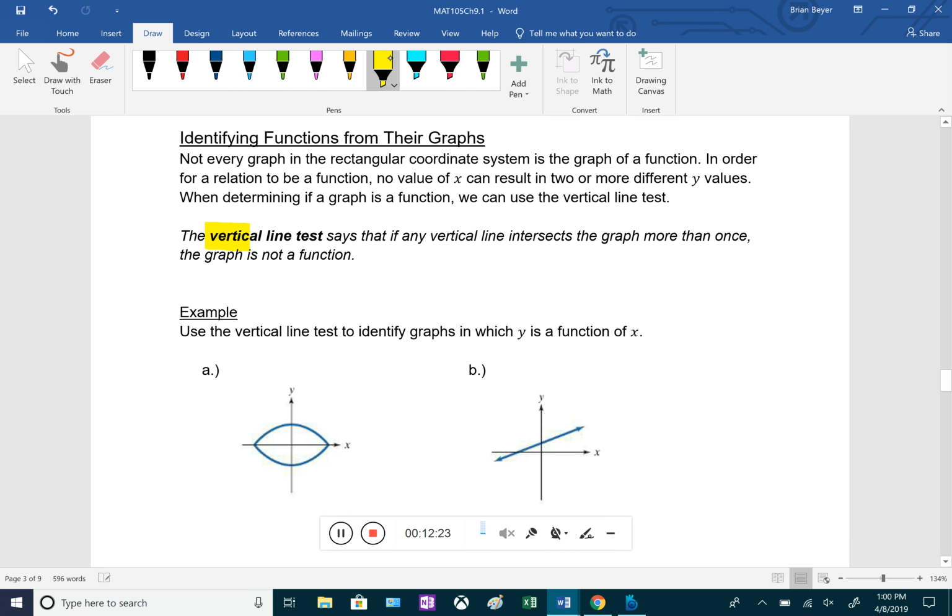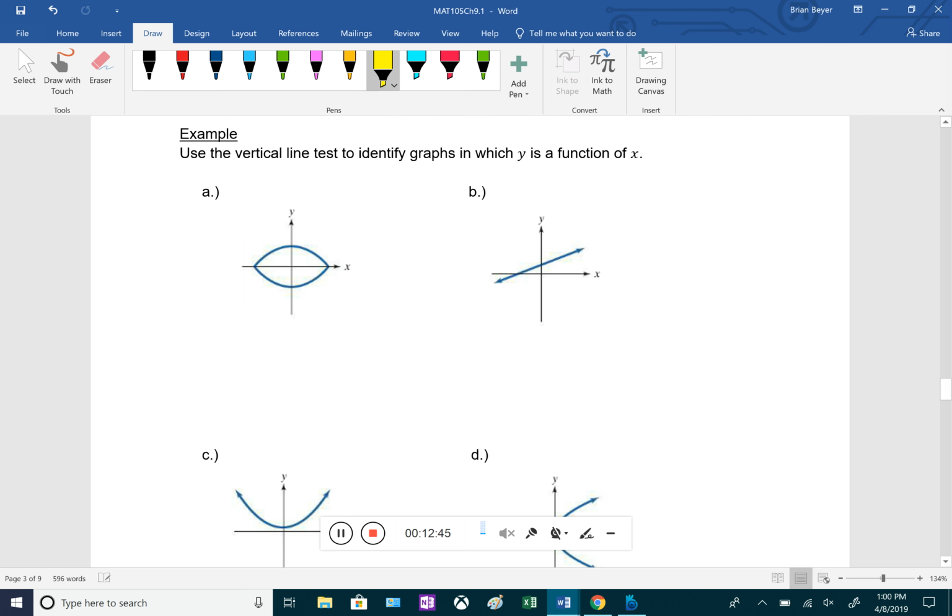The vertical line test says that if any vertical line intersects the graph more than once, it is not a function. So we have to imagine creating a vertical line over the graph. If it intersects it more than once, it is not a function. That means that at least one x value corresponded to more than one y value. So let's do these examples. Let's use the vertical line test to identify which of these graphs is a function of x. This isn't multiple choice, we're going to do them all individually.